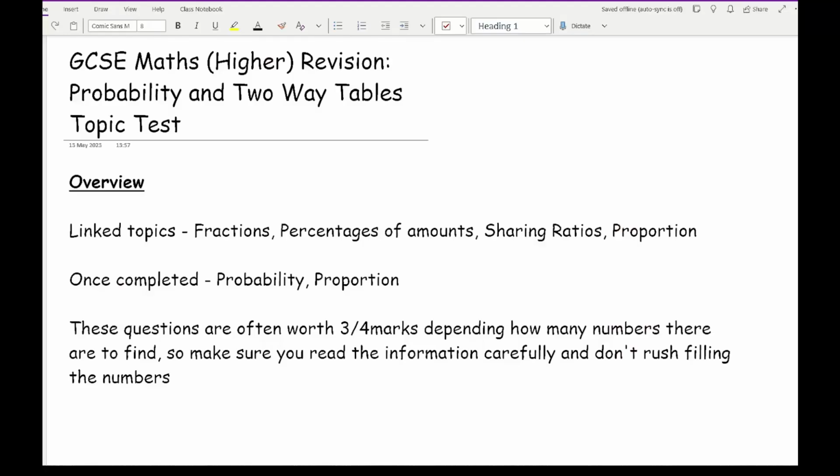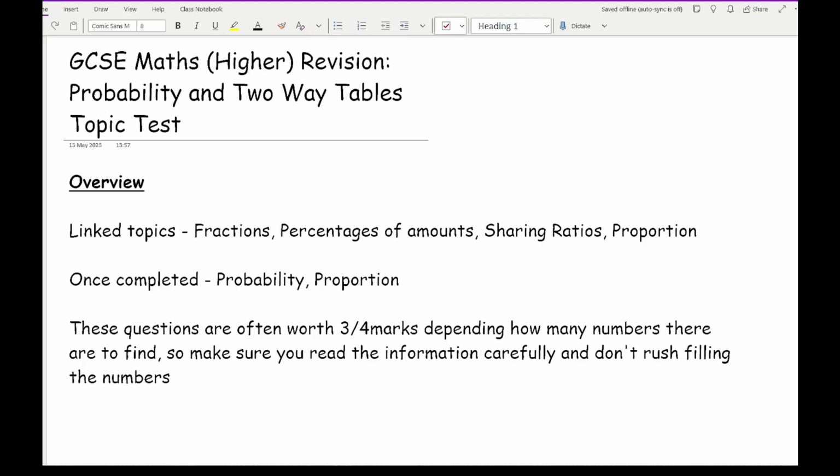Now before we get started working through some exam questions related to two-way tables, it's really important that we have a look at the key aspects of this. It's really important that you read the information clearly and fully understand what you're given. Typically, two-way tables incorporate fractions, percentage of amounts, sharing ratios and proportion. And then once you've completed your two-way table, it can easily follow into a probability or a proportion question.